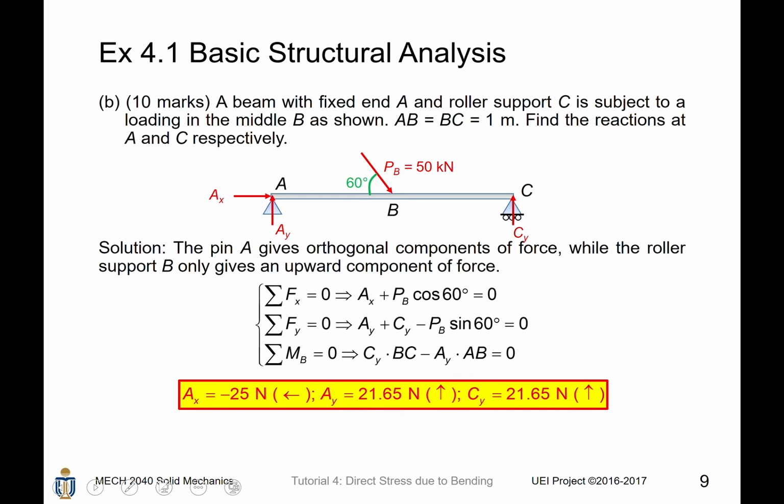For part B, it has a 50 kilonewton force acting in the middle at an angle of inclination of 60 degrees. Similarly, we draw the orthogonal components at the pin A, as well as the vertical support force Cy at point C. Solving for the net force in x direction, net force in y direction, and the moment about point B, actually you can take moment at any point you like on this beam, but taking the moment at point B is just for ease of calculations. Consequently, solving this system, you will have those answers. It is left to you for checking.